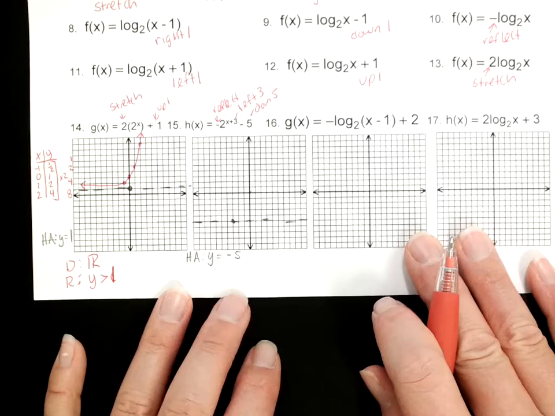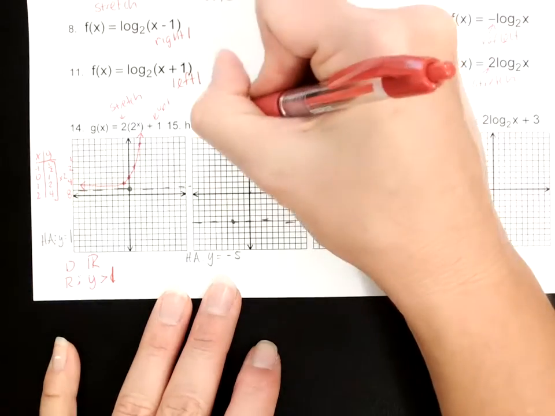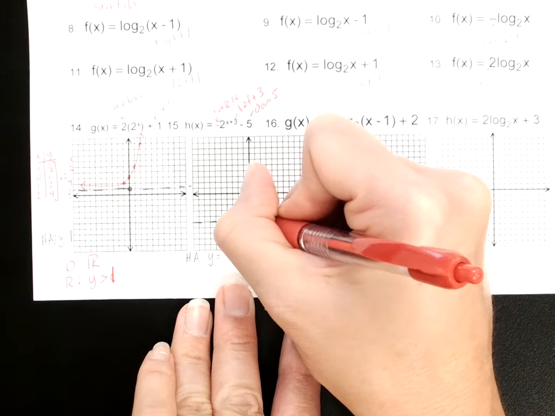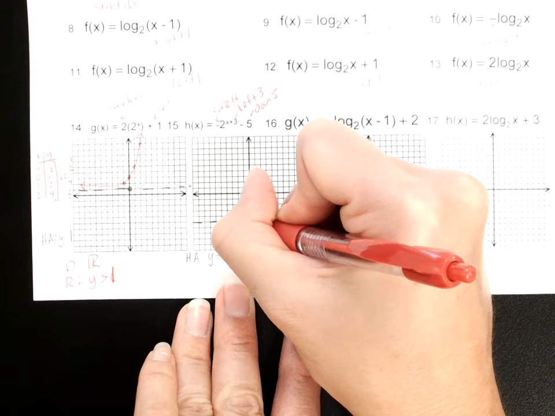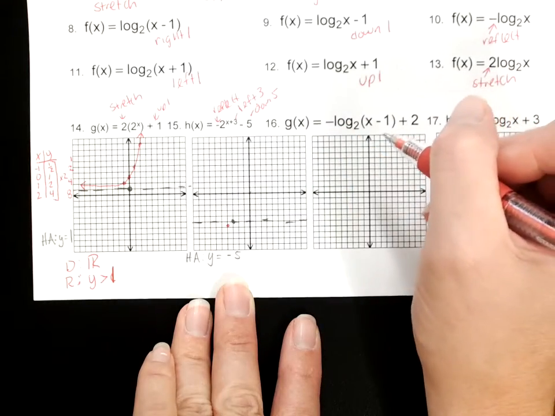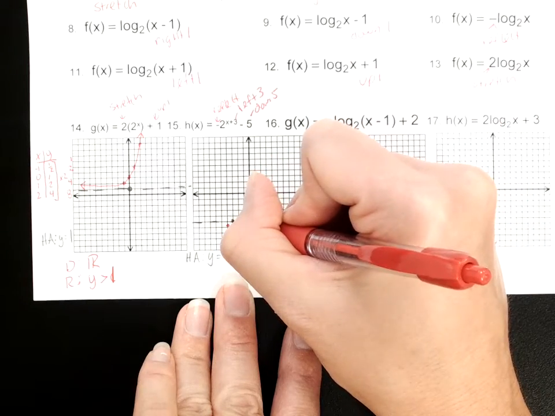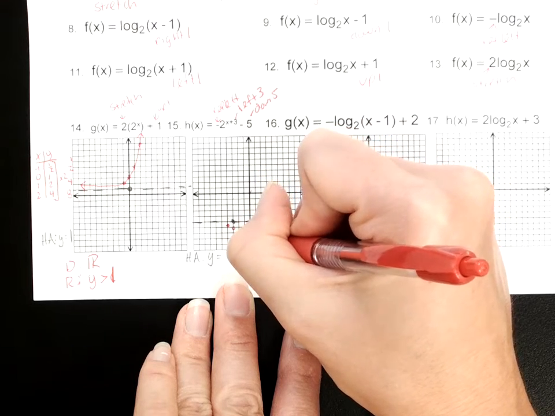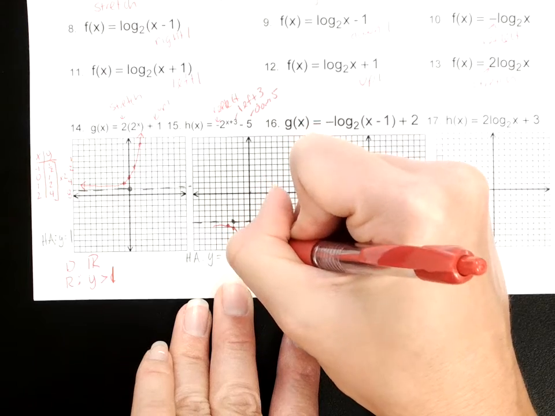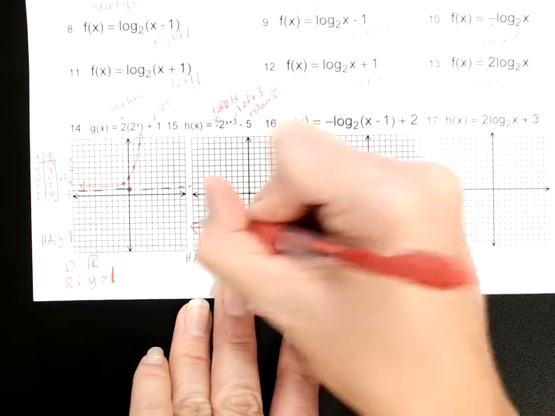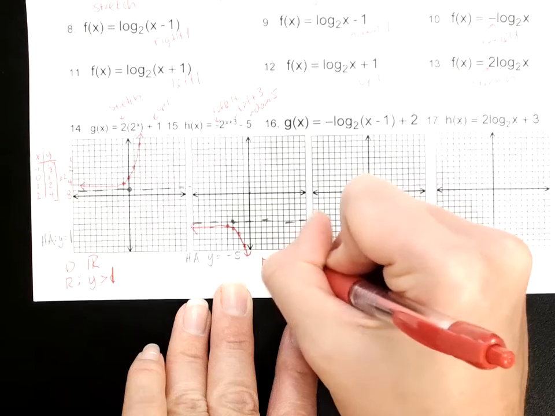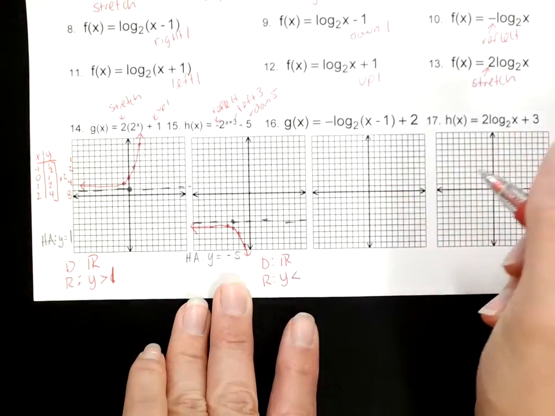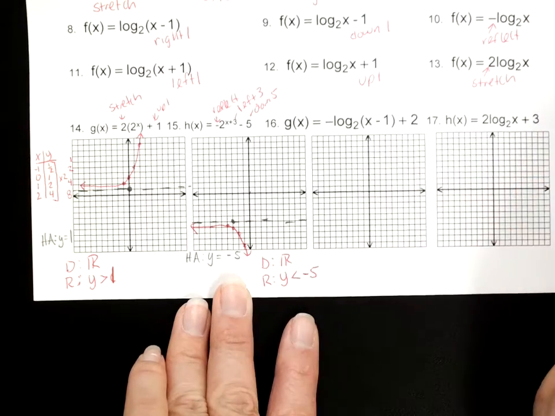From there, I can use my normal table of values, except remember that they've been reflected. So normally, if this is 0, 0, we use the point -1, 1/2, but it's reflected, so it'll be on the other side of that line. Then it's 0, 1, 1, 2, 2, 4. Domain, still all real numbers. Range, y is less than, because it's been reflected, -5.